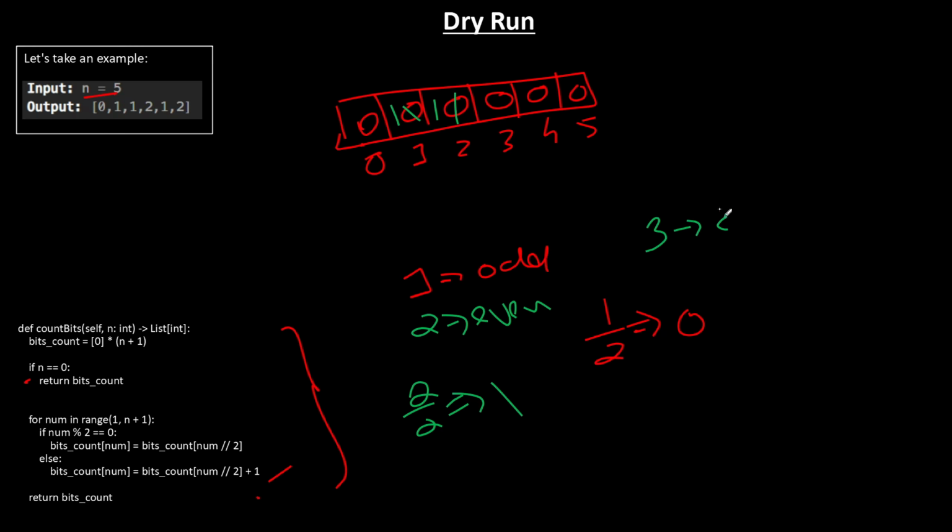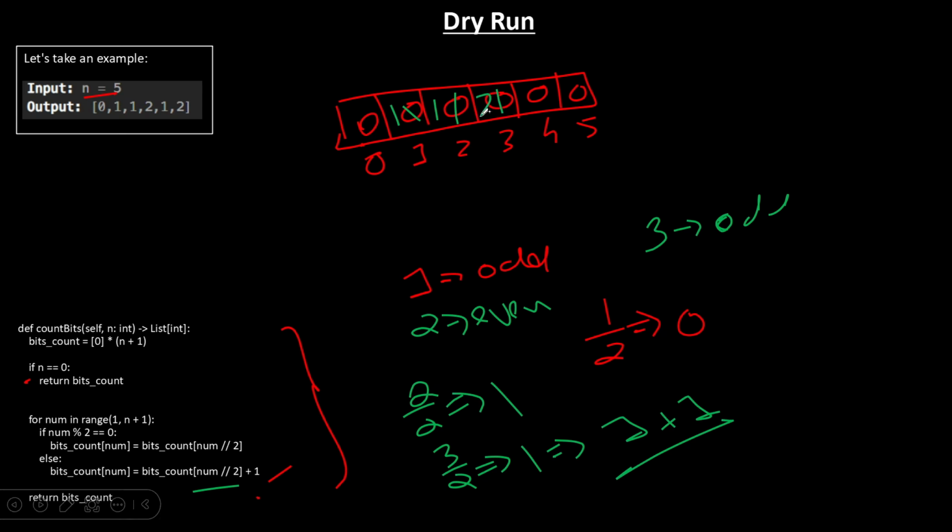3 is odd. So when we divide 3 by 2, it gives me 1, right? The bits count of 1 is how many? Number of ones is 1. So for this we get 1, then we add plus 1 to it, so it becomes 2. So we store 2 here. Then we move ahead, and we have 4, right? 4 is an even number. So 4 divided by 2 gives me 2. So for the bit count at index 2, we have 1, right? So 1 will be placed here.